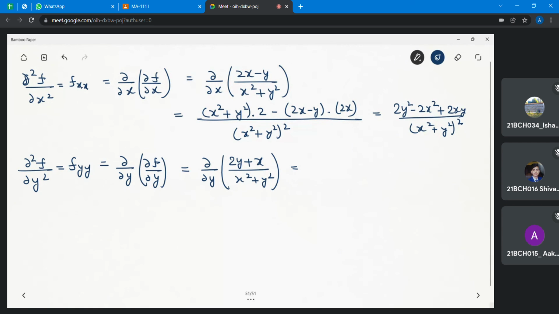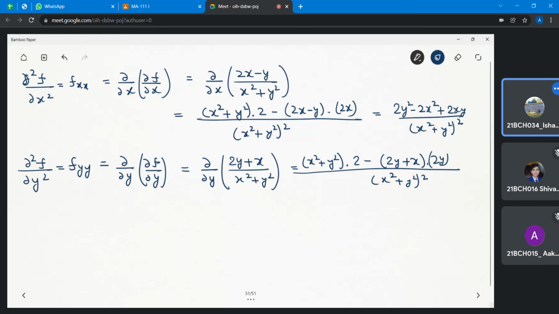The same way, this is x square plus y square, and we take the partial derivative with respect to y. So it is (x square plus y square) into 2, minus (2y plus x) into 2y, upon (x square plus y square) whole square. Okay, we can simplify this: 2x square minus 2y square minus 2xy, with the sign of the upper term slightly negative.